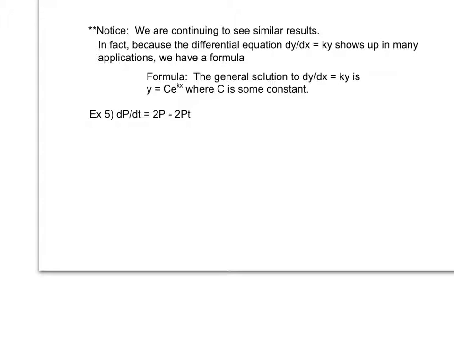I tend to not use the formula. I tend to just use separation of variables, but I do want to show you how it works if anyone chooses to use it. If I had noticed here that, so p is essentially my y here, so I have the rate at which p is changing with respect to time. If I had noticed that if I pulled just a p out, I had 2 minus 2t left, then notice that k, the thing that my y variable, in this case my p variable, is being multiplied by, is 2 minus 2t. That would be my k.